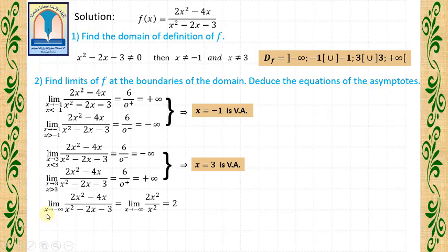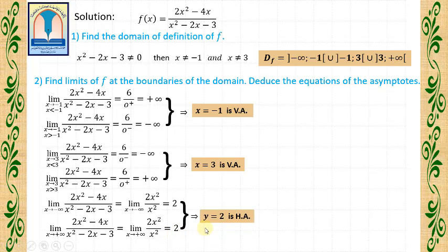Now we find limit as x tends to minus infinity of the function. It is equal to limit as x tends to minus infinity of 2x squared over x squared, which is equal to 2. And limit as x tends to plus infinity of the function. It is also equal to limit as x tends to plus infinity of 2x squared over x squared, which is also equal to 2. Then we deduce that the line of equation y equals 2 is a horizontal asymptote.